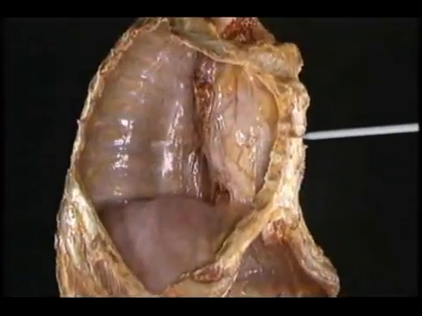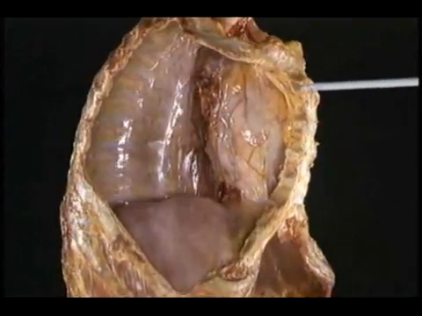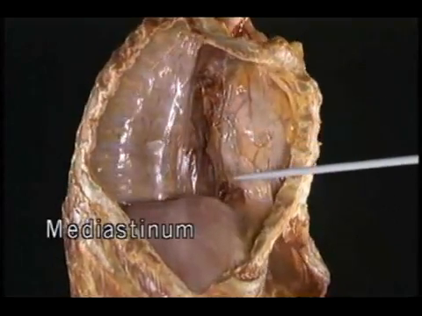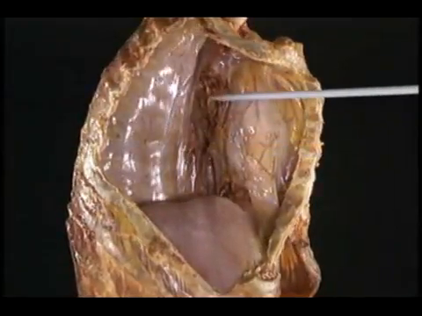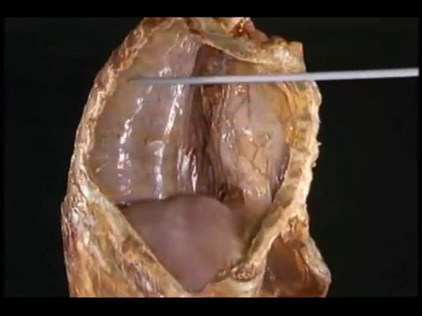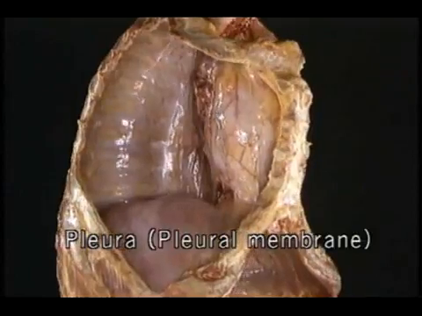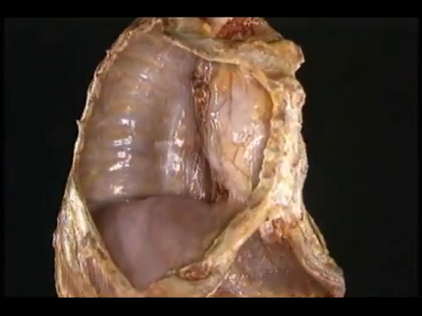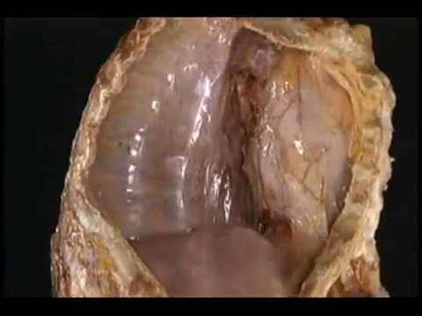Here's the sternum. Here are the divided ends of the costal cartilages. This is the mediastinum. This is the hilum, or root, of the lung. This glistening layer of smooth lining tissue is the pleura, also called the pleural membrane. It forms a complete lining for this cavity, which is called the pleural cavity.